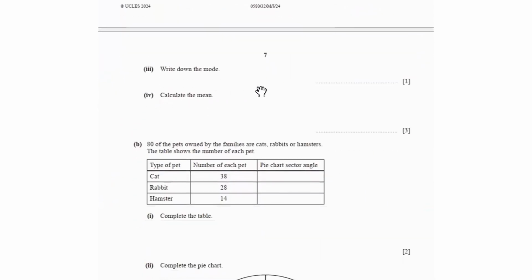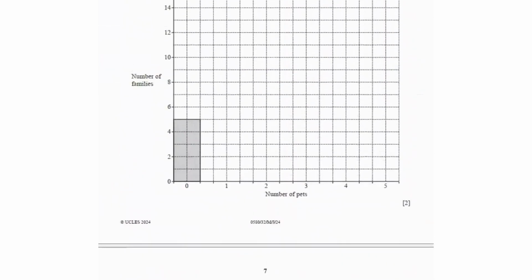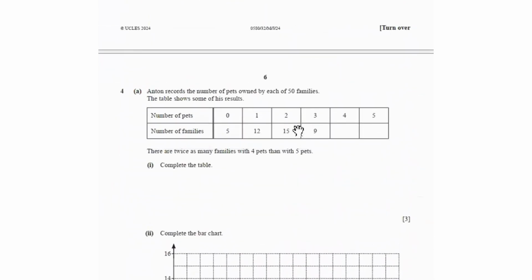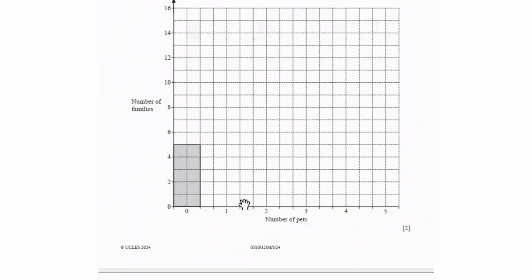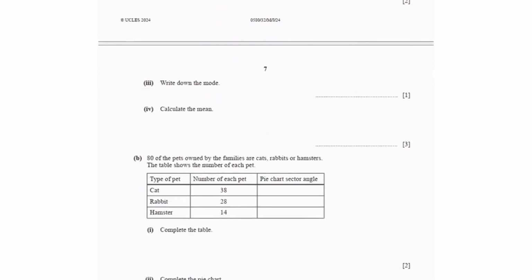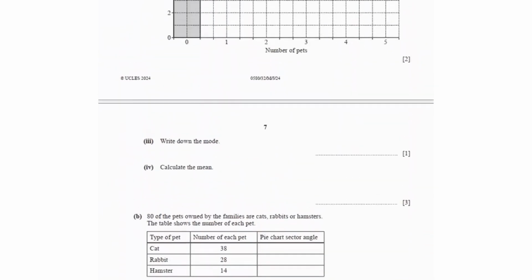Then it says write down the mode and calculate the mean. So mode is the highest frequency. And if you go back to the table, highest frequency is for 2 pets. So that's 2. Then calculate the mean. So mean is basically your average. So for the average, we will need our values again.